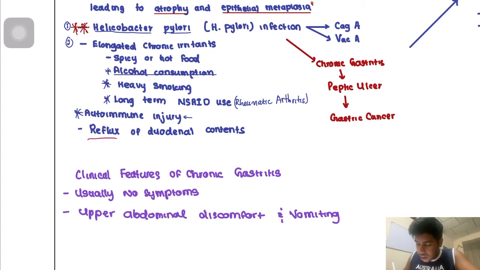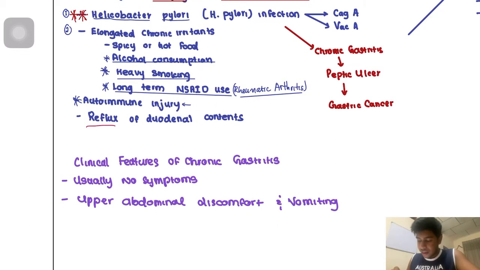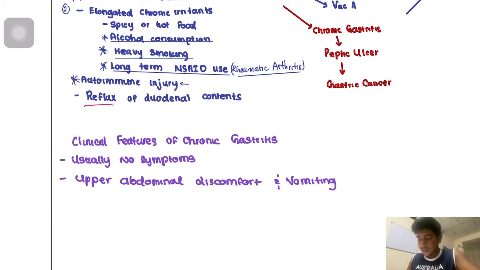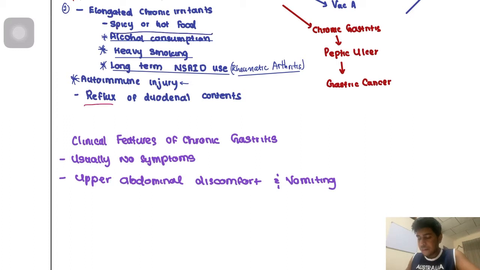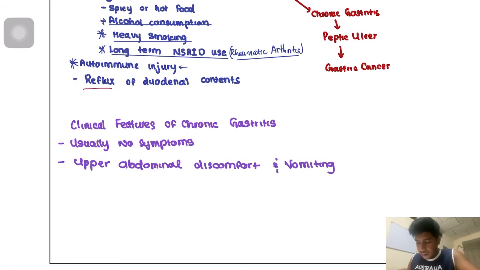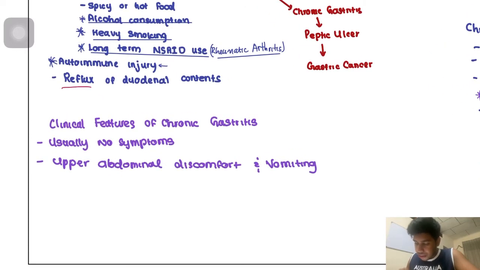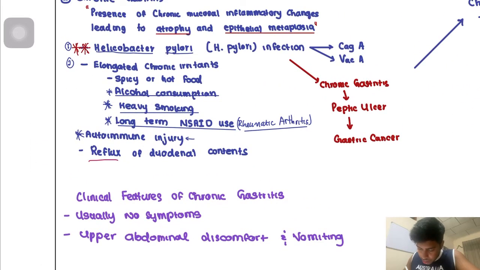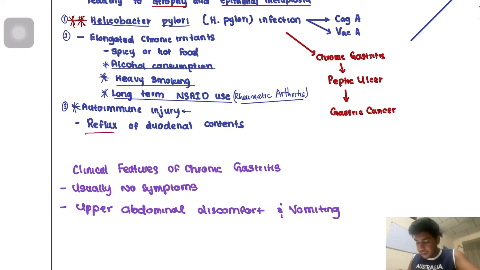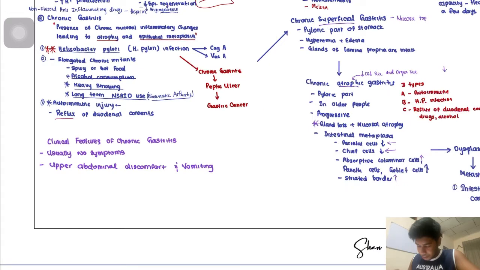Alcohol, smoking, long-term NSAID use, especially in rheumatic arthritis, where they need to take aspirin every day, and people who love spicy or hot food. Next, we have autoimmune injuries. This is the third cause, and this is also very important. This will lead to reflux of duodenal contents.